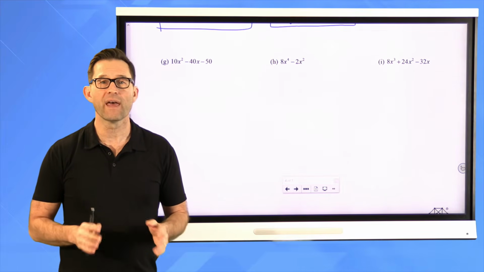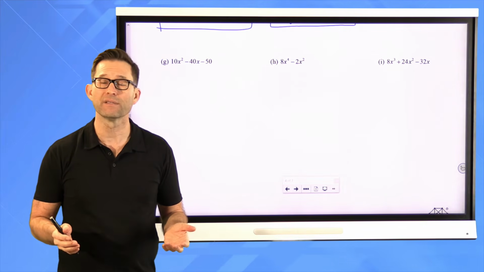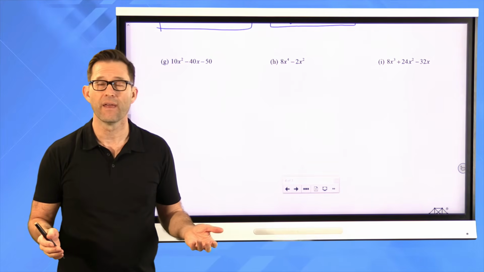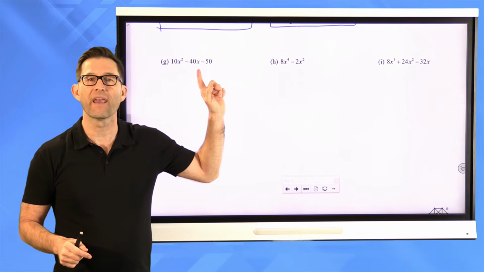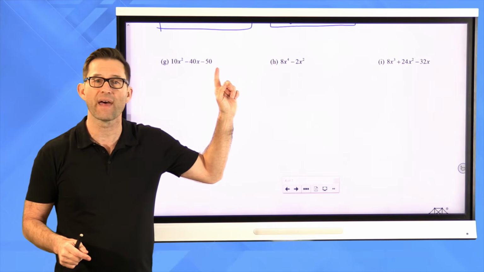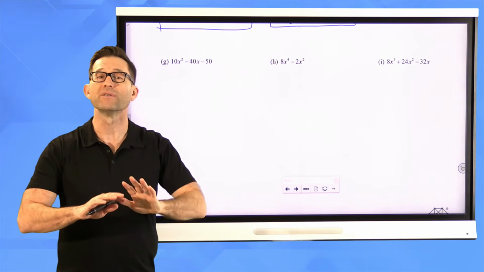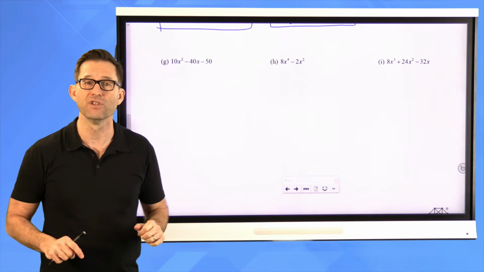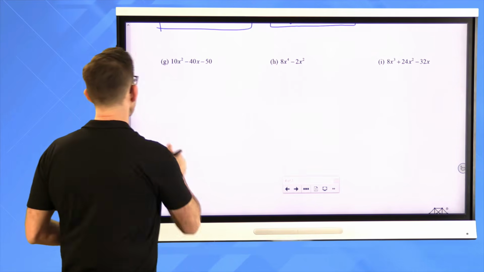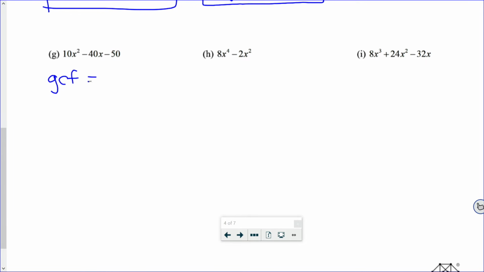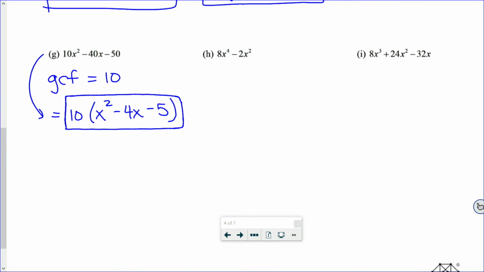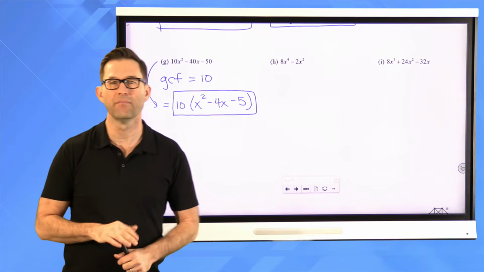When we think about the numbers 10, 40, and 50, the largest number that divides into all 3 of those is the number 10. And again, because we've got an x squared and an x to the first, but no x attached to that constant, attached to that 50, there is absolutely no variable that's part of the GCF. There's no variable that we can factor out. So the GCF here is equal to 10, which means this trinomial now can be written as 10 times x squared minus 4x minus 5.